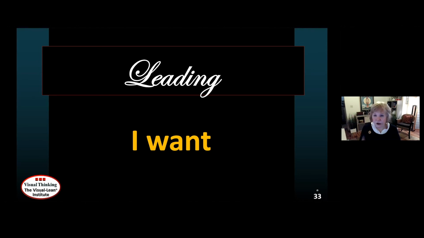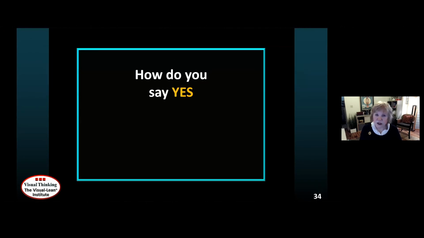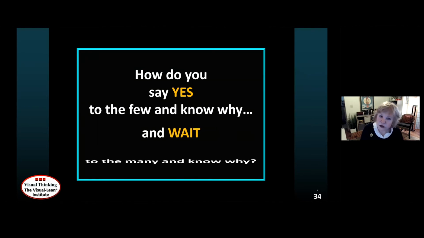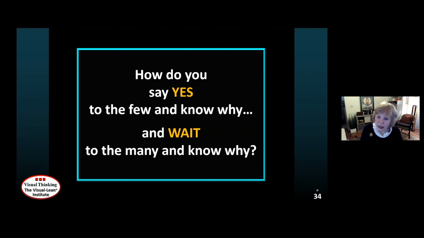It is a false dichotomy that we say, and this is a bit of a detour, forgive me, that humility and internal power are contradictory, or we have to choose one or the other. It's a false dichotomy. The leader needs to balance both of them. So it's, how do you say yes to the few and know why, and wait to the many and know why? How do you do that?